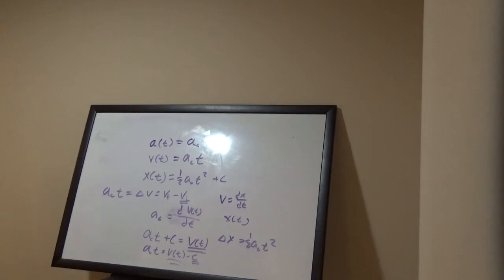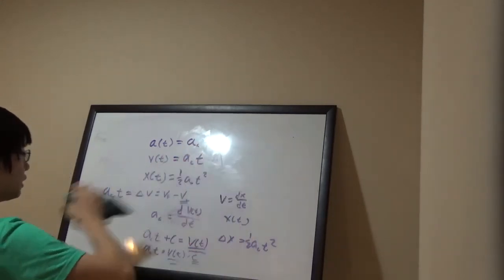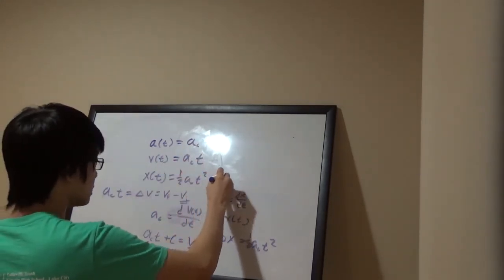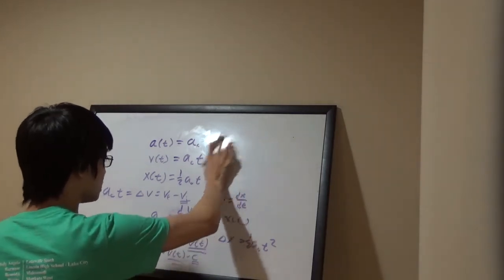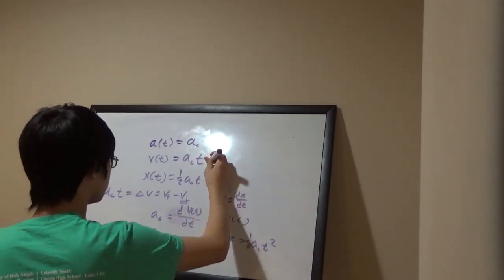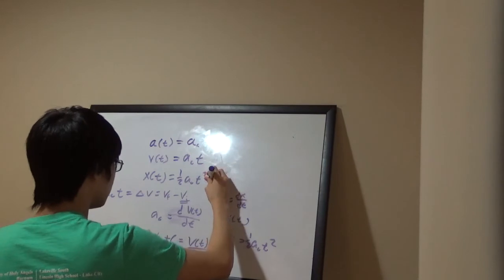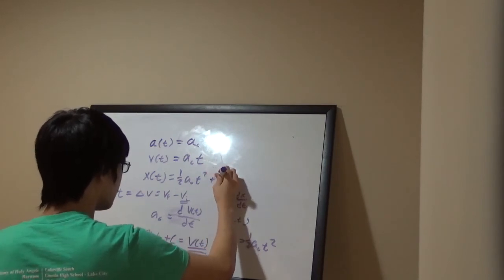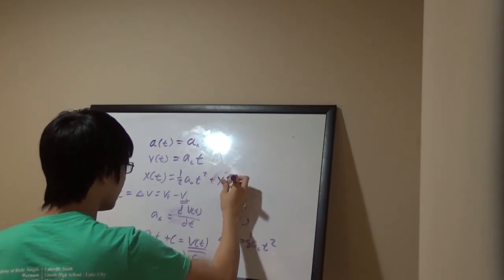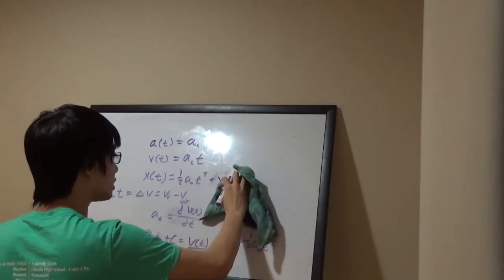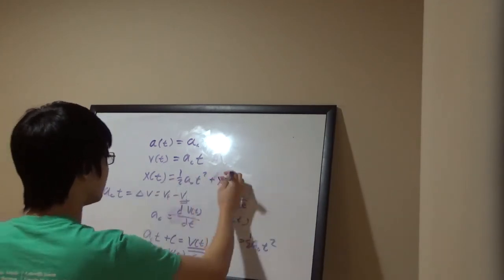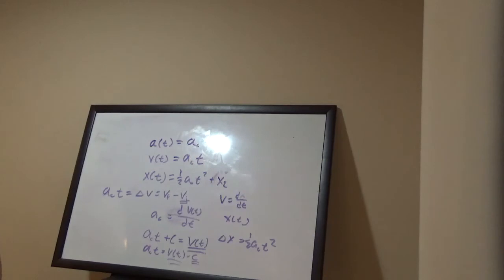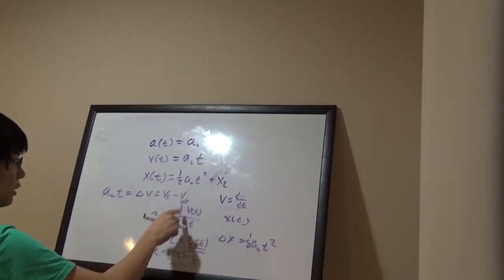So that's basically how we went from there. Plus c, so I'm going to replace the c with x naught, or xi for initial. Sometimes you can write x naught for initial, it doesn't matter. Alright, so yeah, we integrated like that.